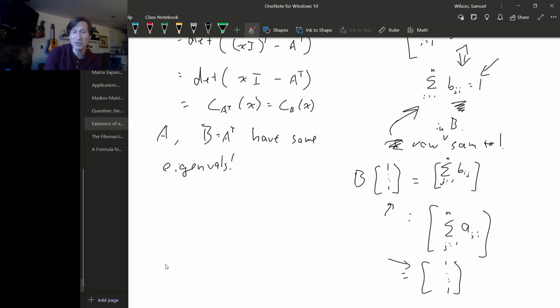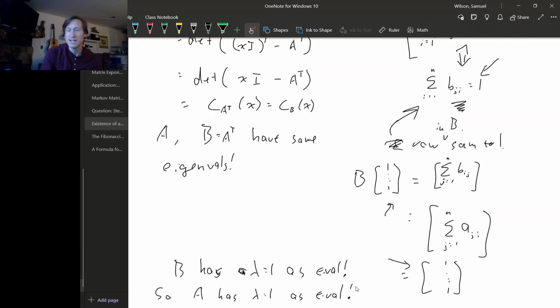So this shows that B has lambda equals 1 as an eigenvalue. And so A has lambda equals 1 as an eigenvalue as well. So this doesn't actually tell us what the eigenvector for A is corresponding to this eigenvalue. So this doesn't really give us a shortcut to finding a steady state, but it does guarantee that there is a steady state for any Markov matrix.